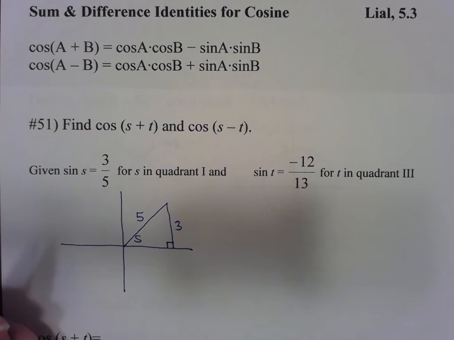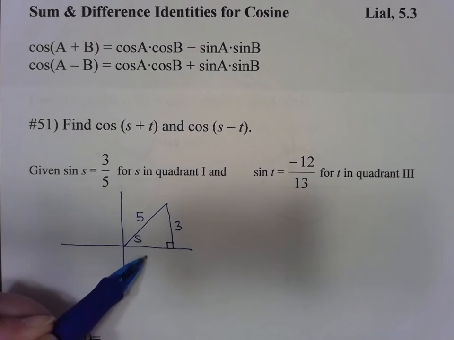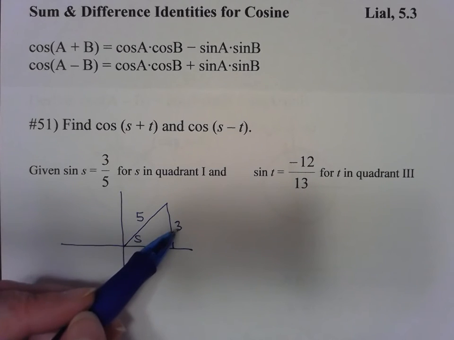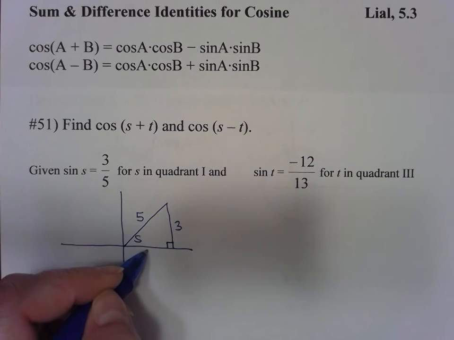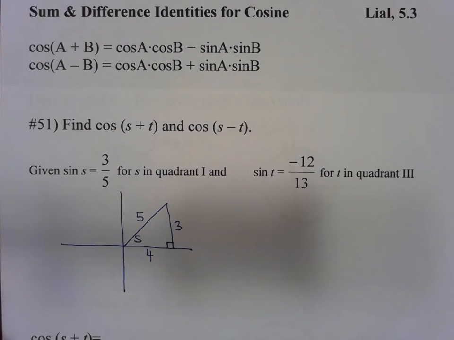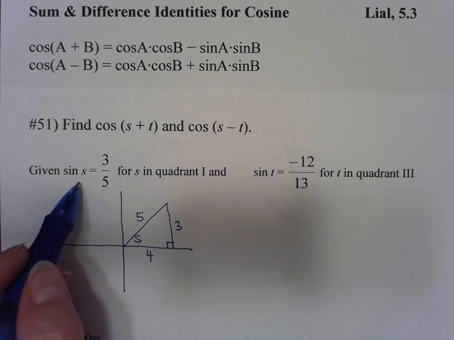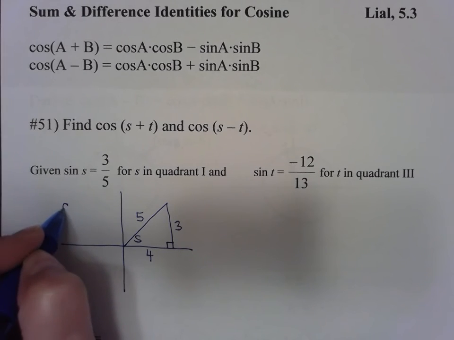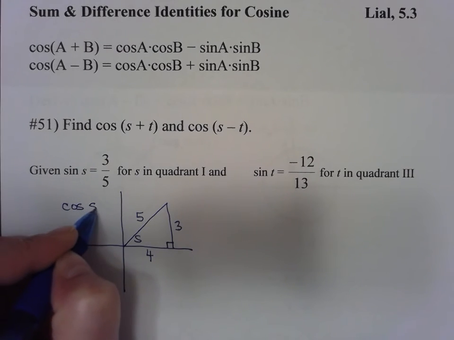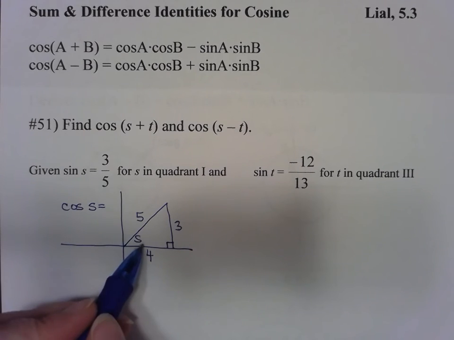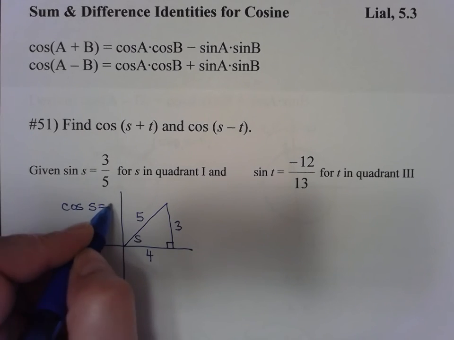I don't know if you are familiar with Pythagorean triples. 3 squared plus something squared equals 5 squared. There's a 3, 4, 5 right triangle. So you could use the Pythagorean theorem if you need to, but that's a triple, right? So what we don't have that we need is the cosine of S. So let's just jot that down. The cosine of S would be 4 over 5.